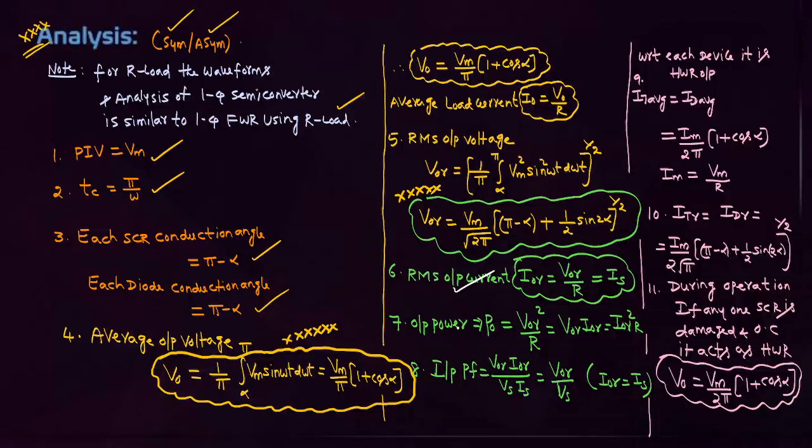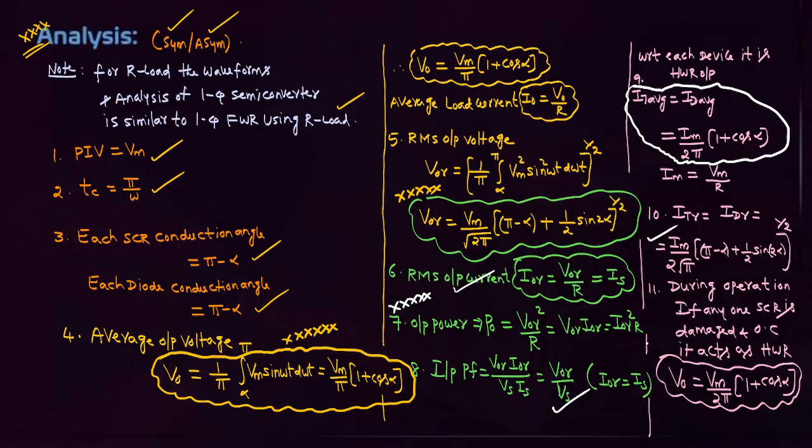Then this is the RMS output current. This is the output power formula, and you have to remember output power: P naught equal to V naught RMS square by R. This is the input power factor formula: V naught RMS by Vs. The average value of each thyristor current is equal to each diode current also, both are the same, because along with the thyristor, diodes are conducting. This is the RMS value of each thyristor current.